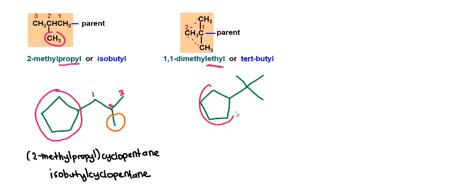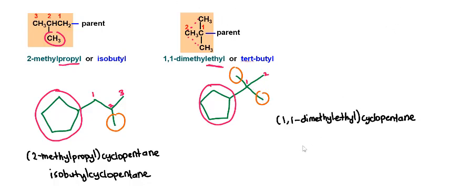Okay, so ini contoh dia. So this is our parent. Okay, so the carbon that attached to our parent will become the first carbon. And katakan this one is second carbon. So kita nampak ada 2 methyl attached to the first carbon. Okay, so dia punya IUPAC name 1,1-dimethyl ethyl cyclopentane, ataupun awak boleh juga tulis sebagai tert-butyl cyclopentane. Okay, lagi senang kalau kita gunakan tert-butyl cyclopentane.